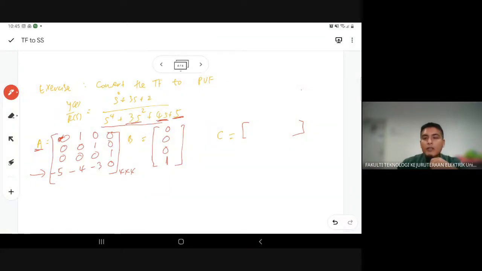What is the C matrix? For this, look at the numerator part.